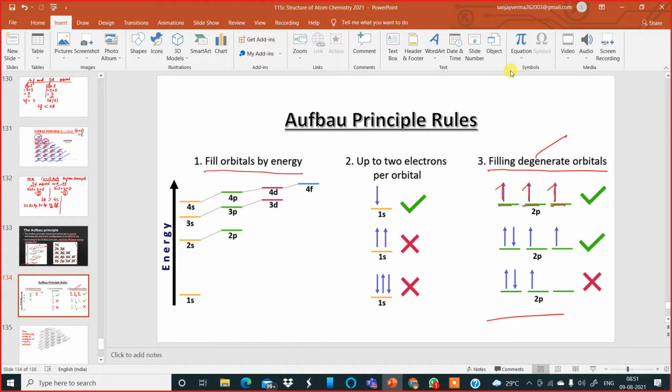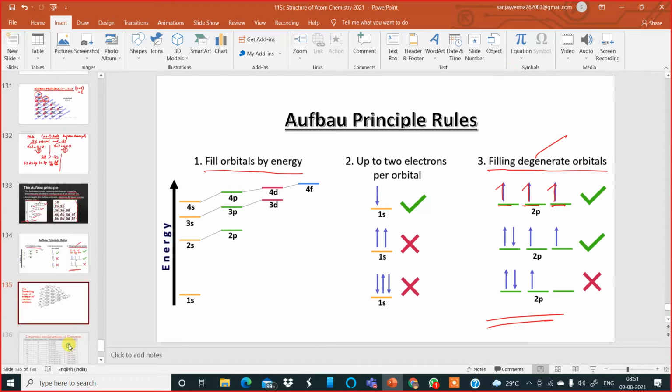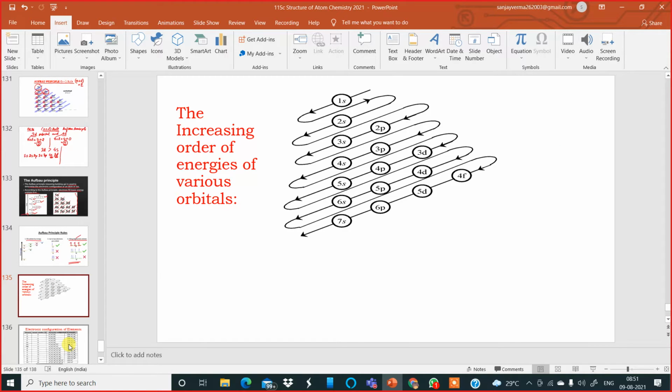This slide is just for illustration purposes, and it will help you remember so many things. Now, this is how you're going to remember the electronic configuration.